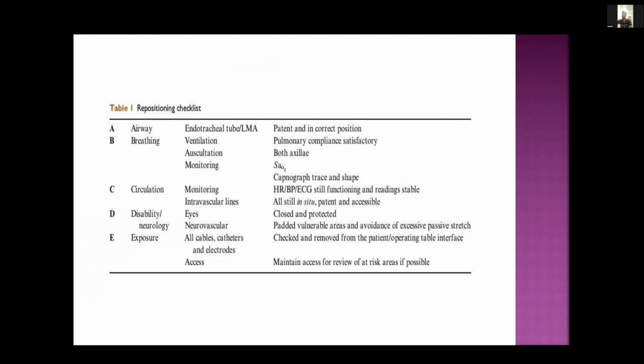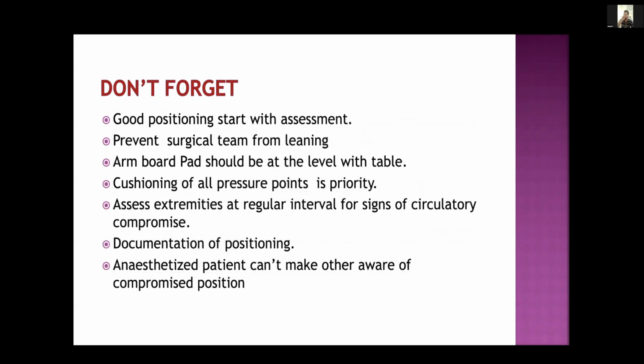Circulation is checked by monitoring heart rate, BP, and ECG. Intravascular lines should be checked: are they in situ and working properly? Eyes should be checked, and neurovascular status should be checked by seeing adequate padding under vulnerable bony prominences, and all cables, catheters, and electrodes should be checked for proper position. So this is the repositioning checklist we should check after changing the patient's position.